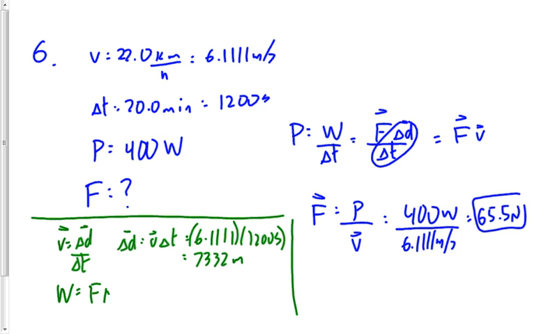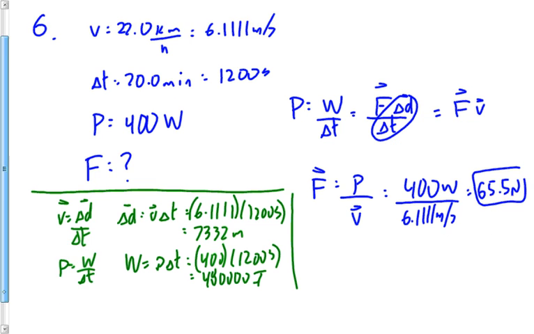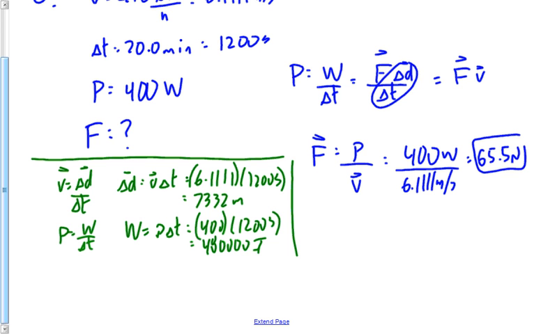All right, now that we have displacement, now we can go back and say work is equal to F times D, right? No, we can't actually yet because we don't know what work is. Now we can say power is equal to work over time. That's what you did, right? Work is equal to power times time. 400 watts times 1,200 seconds gives me 480,000 joules. Now that we have the work, now we can turn around and say W is equal to F times D, and solve for F.